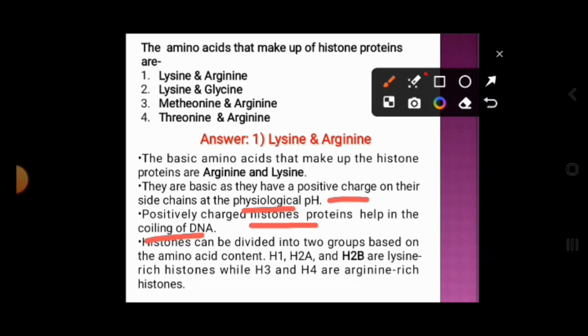These histones can be divided into two groups based on the amino acid content. The H1, H2A, H2B are lysine rich, whereas H3 and H4 are arginine rich histones.